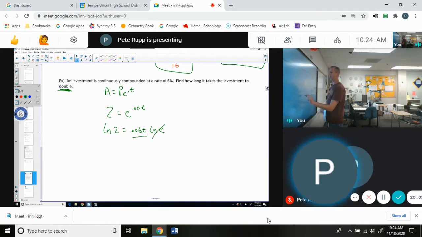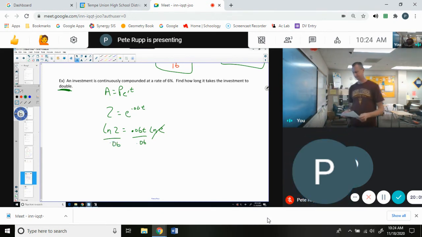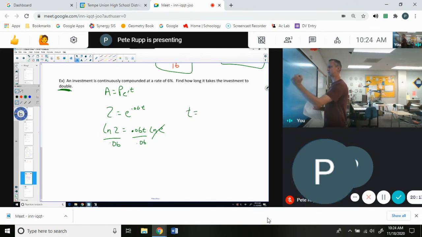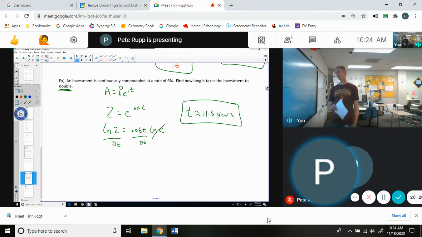Then you divide by 0.06 to move this to the other side. So in my calculator, I'm going to type in natural log of 2 divided by 0.06, and that gives me that t is approximately 11.5 years. Okay, so there's my answer for that one.